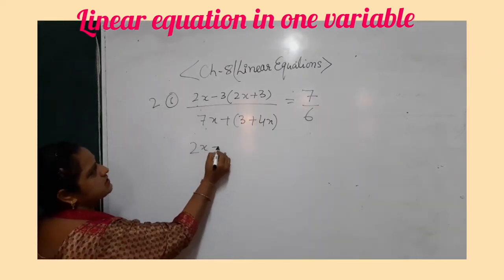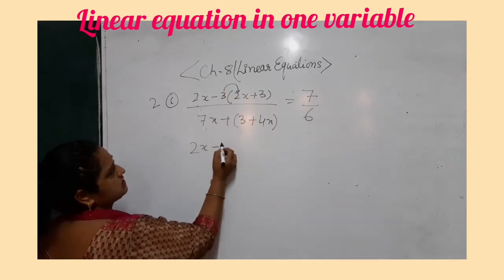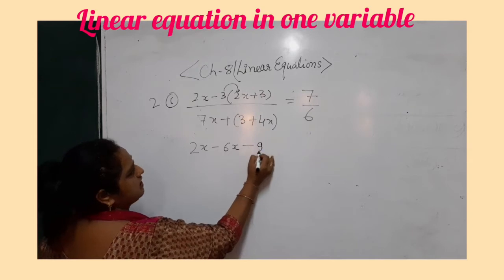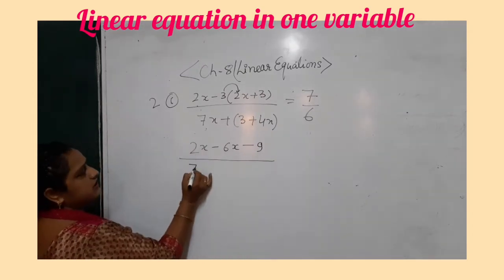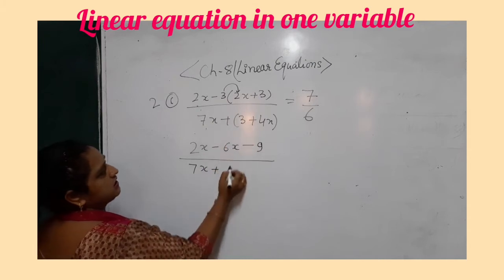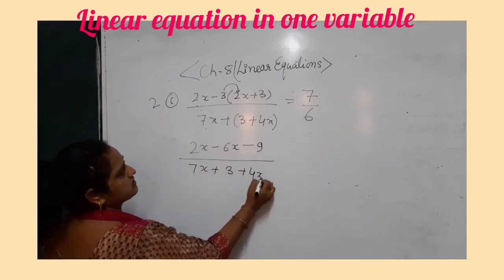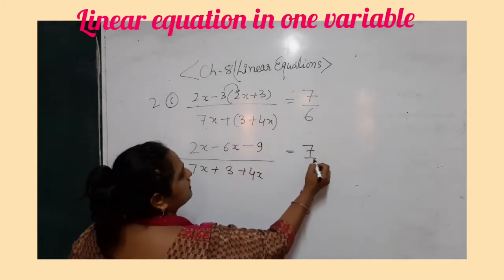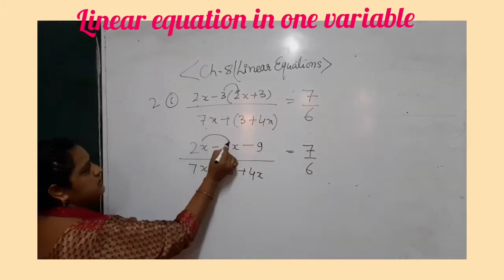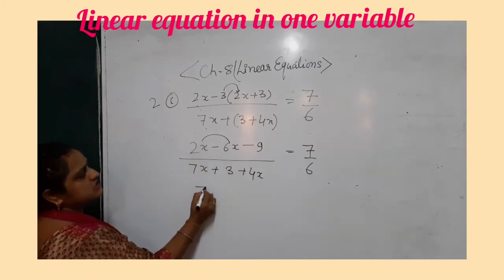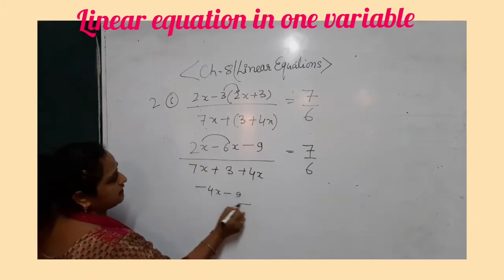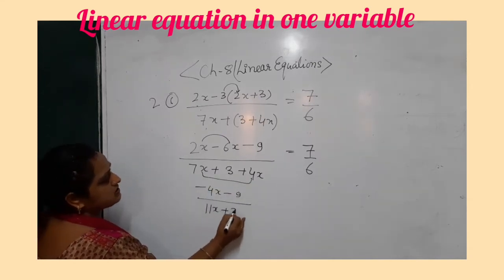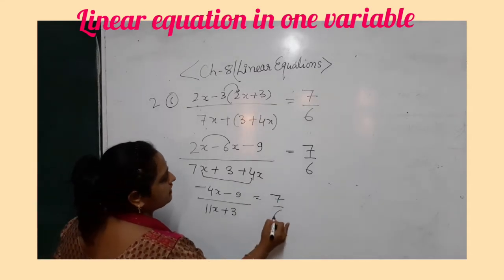Now 2x minus 3 times 6x plus... minus minus 3, 3 is 9, 7x plus 3 plus 4x here is equal to 7 by 6. Now 2x minus 6x is minus 4x minus 9. 7x plus 4x is 11x plus 3 is equal to 7 by 6.